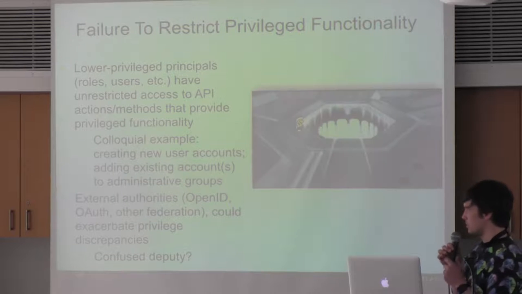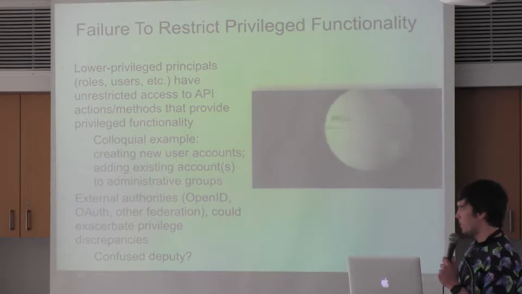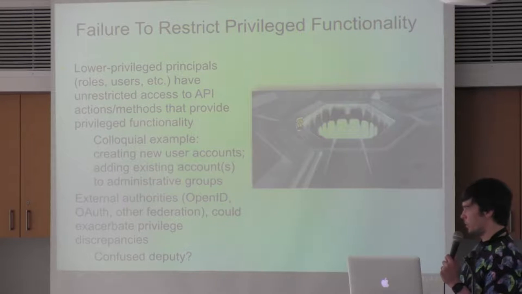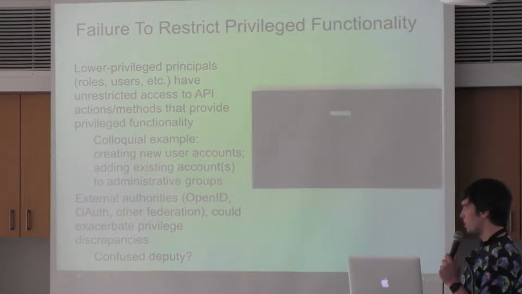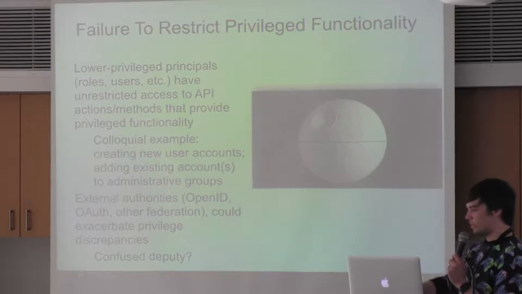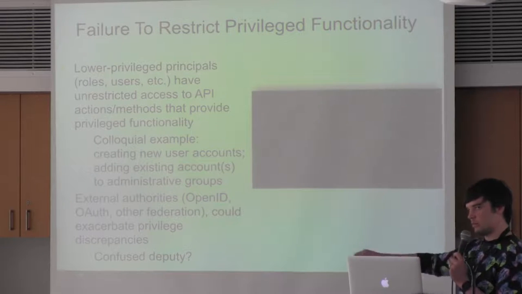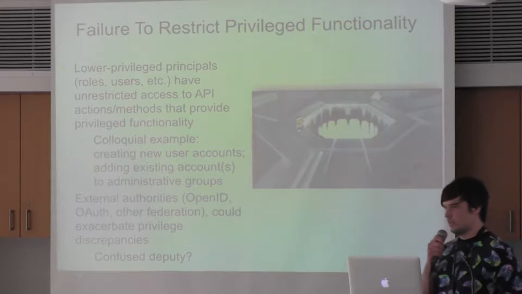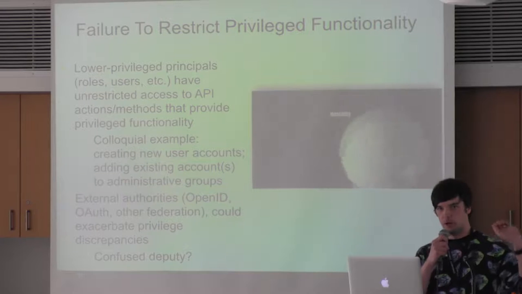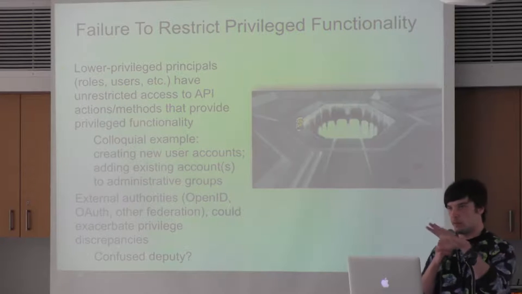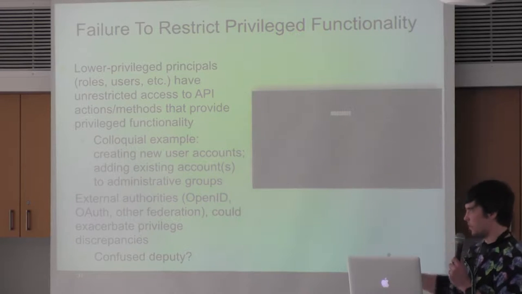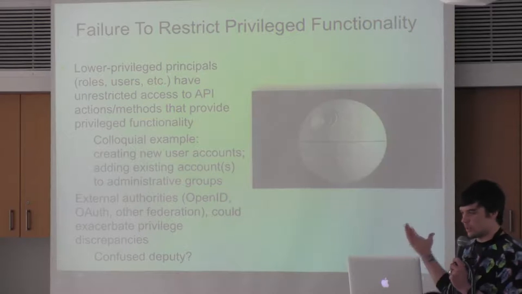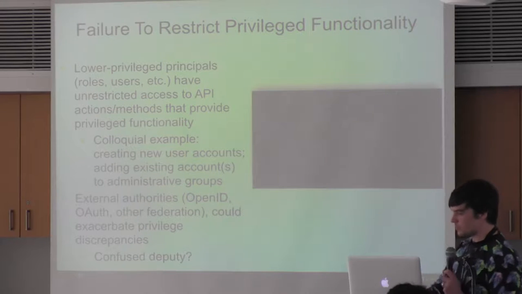External authorities, such as any kind of federation that you're doing, OpenID, or if you're doing authorization through OAuth, any failure there, that chain could be bad. That could exacerbate any sort of discrepancy between what one authority thinks your role is and what another authority thinks your role is, or whatever the API might be. So I don't know if this is a confused deputy problem or not.